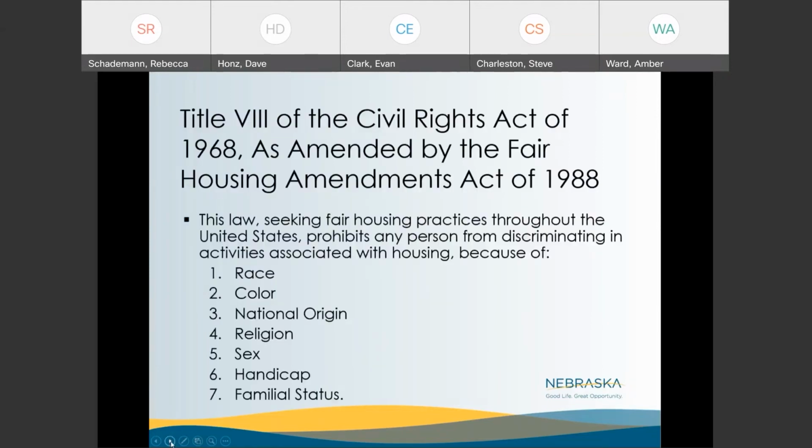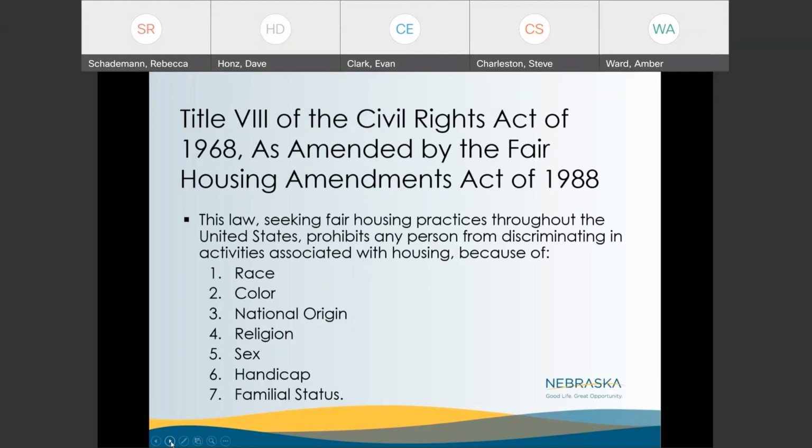So affirmatively furthering fair housing is associated with Title 8 of the Civil Rights Act of 1968 as amended by the Fair Housing Amendments Act of 1988. This law seeks fair housing practices throughout the United States and prohibits any person from discriminating in activities associated with housing because of race, color, national origin, religion, sex, handicap, and familial status.